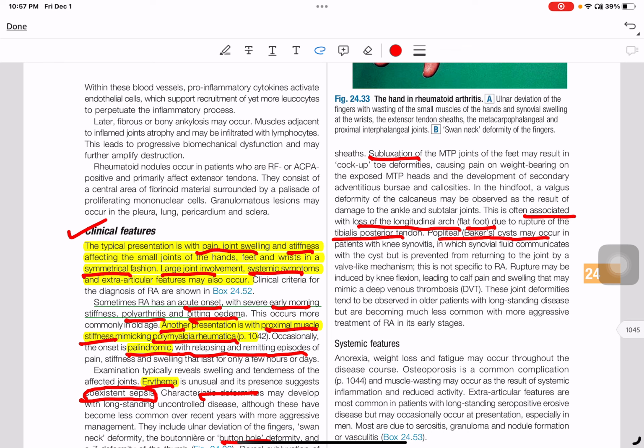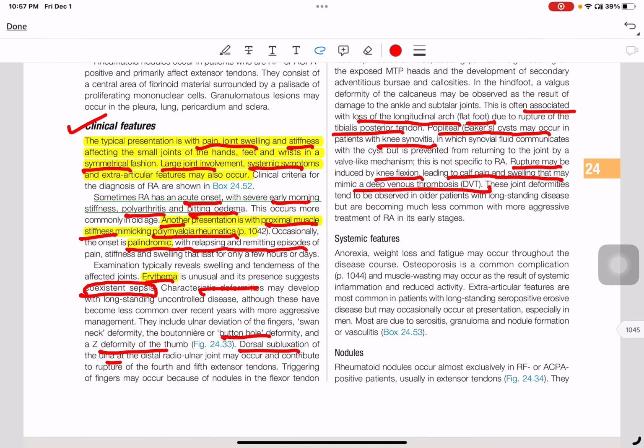Popliteal Baker cyst may occur in case of chronic knee synovitis. Rupture may be induced by knee flexion, leading to calf pain and swelling, and mimics a deep vein thrombosis. So the rupture of the Baker cyst may mimic deep vein thrombosis of the lower limb. There are some associated systemic symptoms. Among the systemic symptoms, anorexia, weight loss, and fatigue are common.